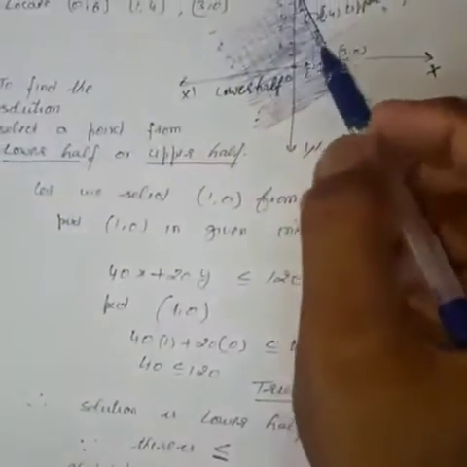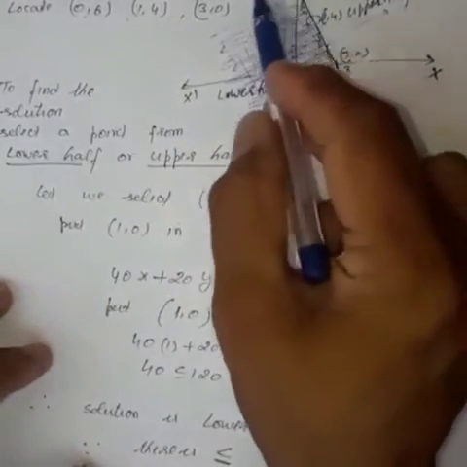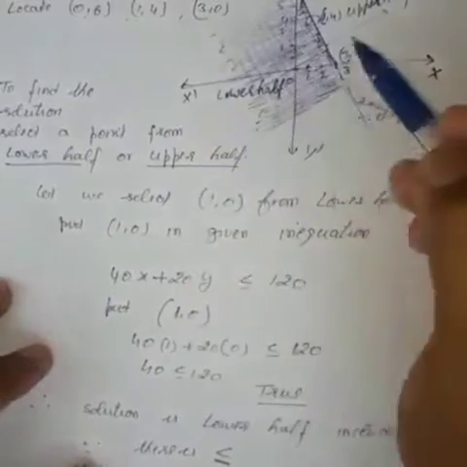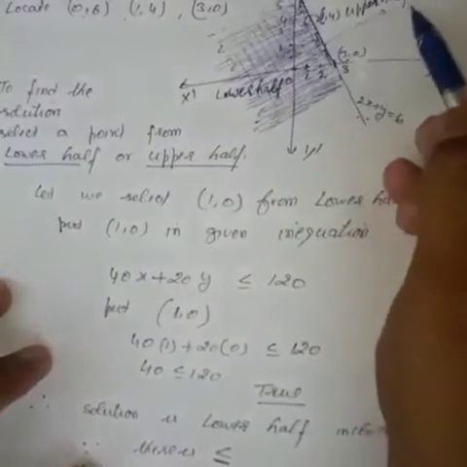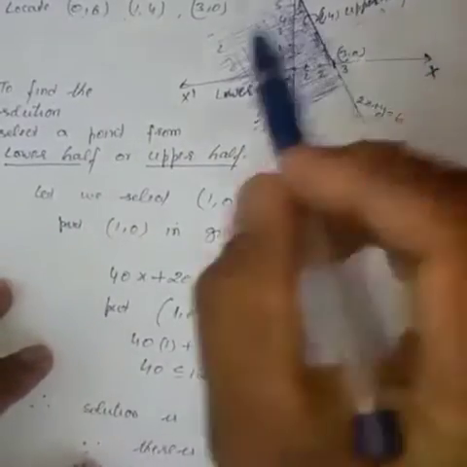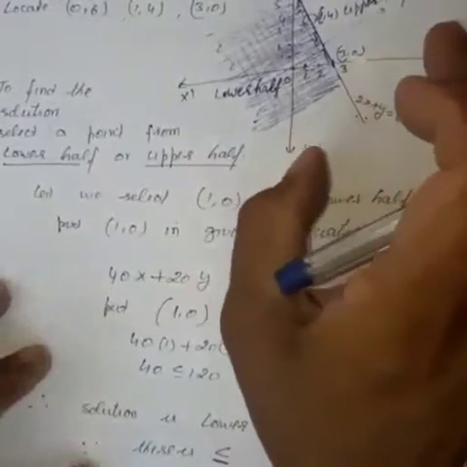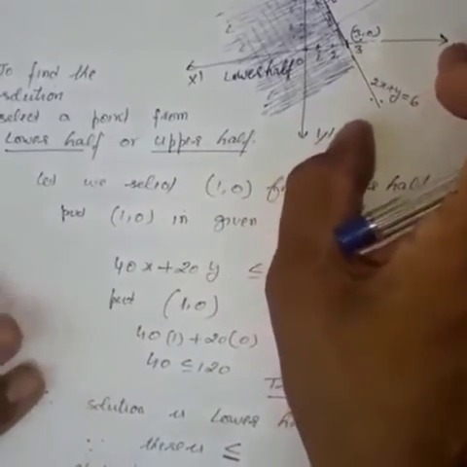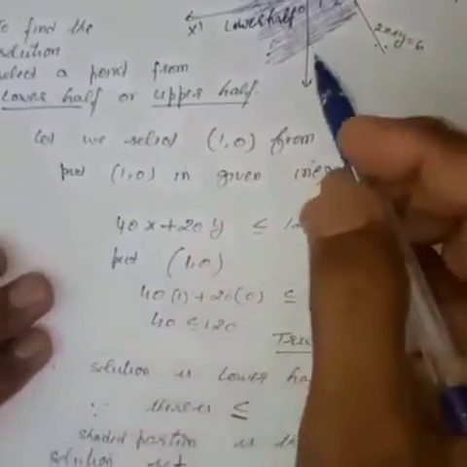Now we have to locate which portion. The portion below the line is the lower half, the portion above the line is the upper half, lower half and upper half. So we have to select which one is the correct region. For that there is a method.